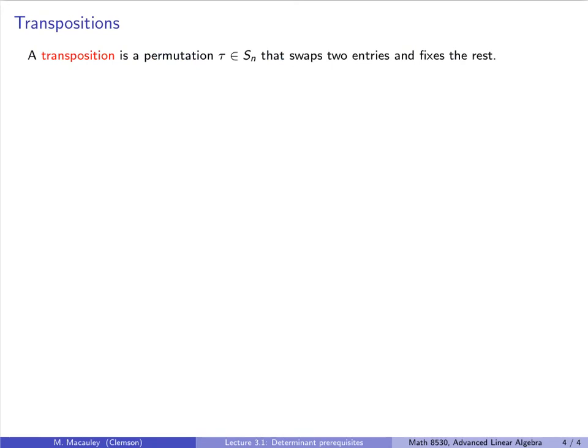So I've talked about transpositions because I know a lot of you know what this is, but a transposition is a permutation that swaps 2 entries and fixes the rest. In other words, for some i and j, tau sends i to j, j to i, and everything else is fixed. And one way to write this in cycle notation is just (i j). So i goes to j goes to i, and everything else is fixed.